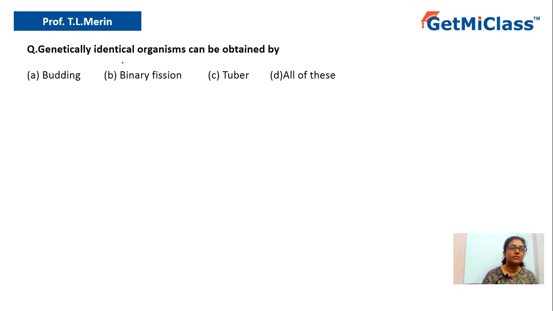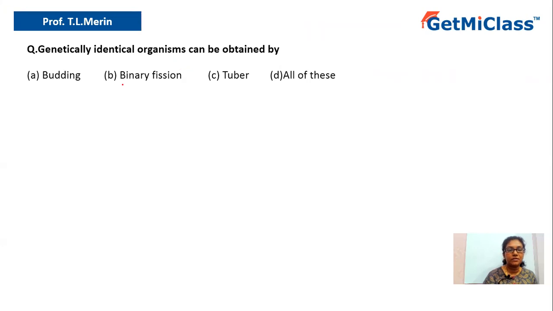Today we are going to solve this question which says genetically identical organisms can be obtained by. And the options are budding, binary fission, tuber, all of these. Now let us try to understand the question. The question says genetically identical organisms can be obtained by. So which among these following will give rise to genetically identical organism?